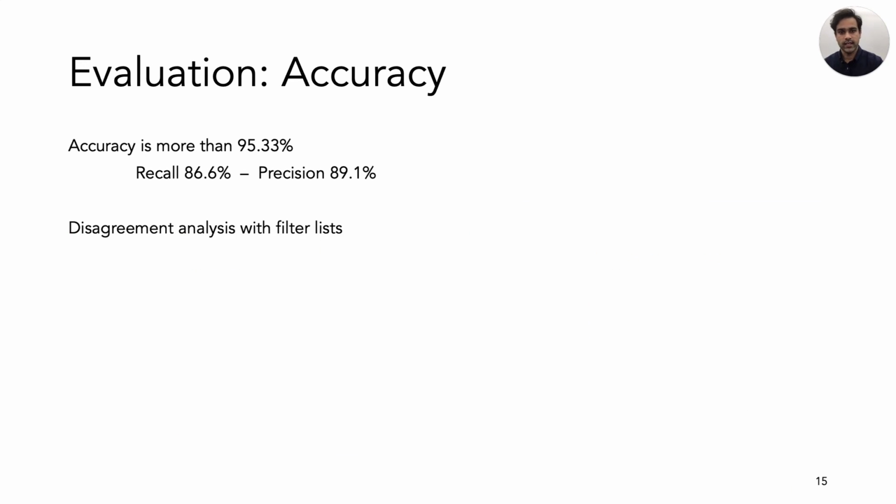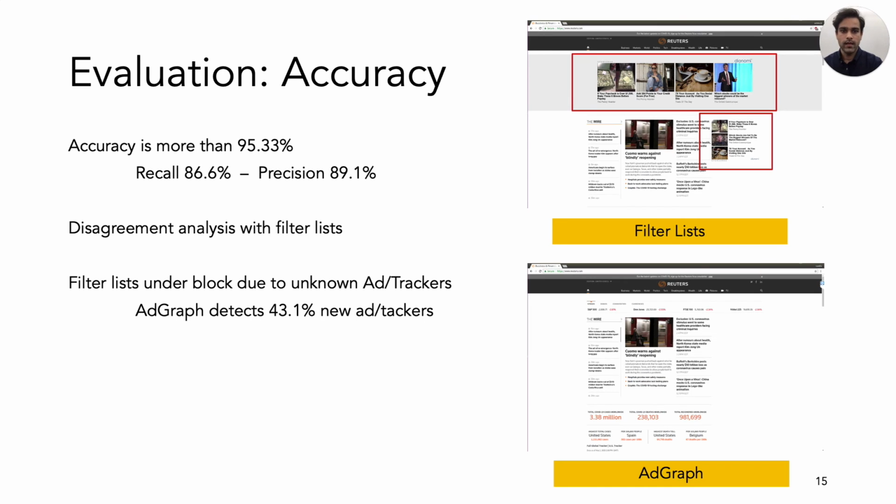However, as discussed earlier, our ground truth is imperfect, so we manually analyze disagreements between our classifier's detection and the filter list to determine who is right. We find that filter lists often underblock content for which they do not know whether they are ads and trackers, and it can be seen on the webpage on the right that AdGraph detects them since it learns the ad and tracking patterns and does not need to rely on domain names. Overall, we find that AdGraph is right 43% of the time in discovering new ads and trackers.